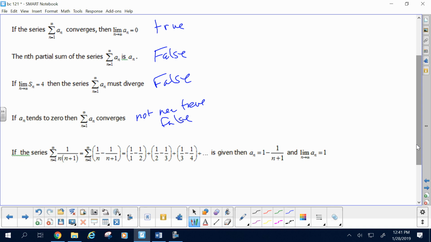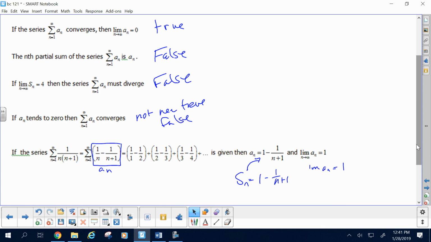It is not true. What is the nth term? That's not the same. That's the sum. This is the partial sum. S of n is 1 minus 1 over n plus 1. And the limit of the partial sums is 1. Okay? Alrighty. Boom. Good deal.